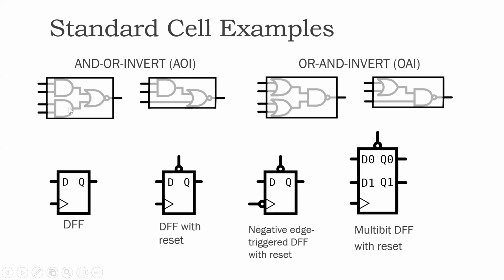The inputs go through AND, and then the outputs of the ANDs are ORed, and then the output of the OR is inverted. Right? So that's an AOI. So it's basically an AND gate with a NOR gate. And you can see two different AOI functions.